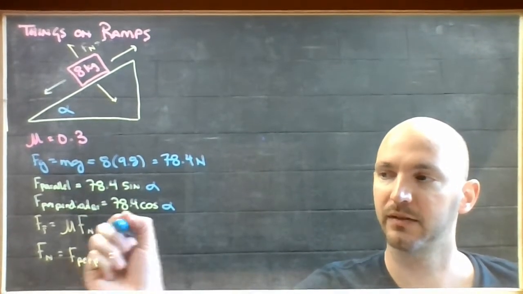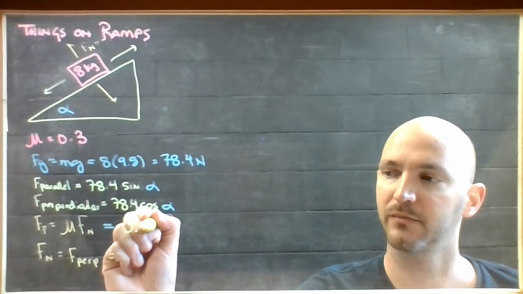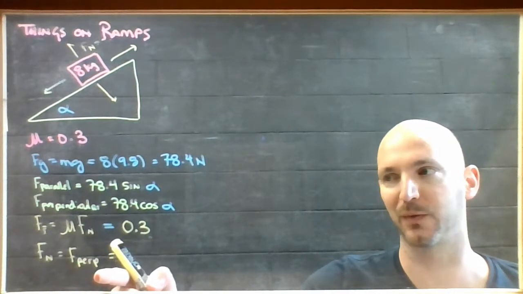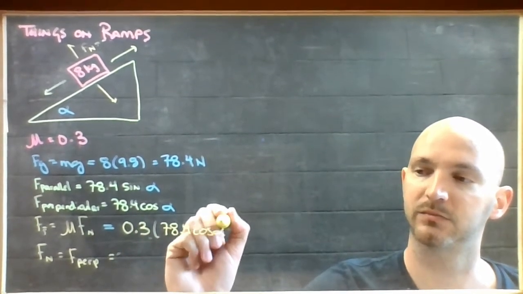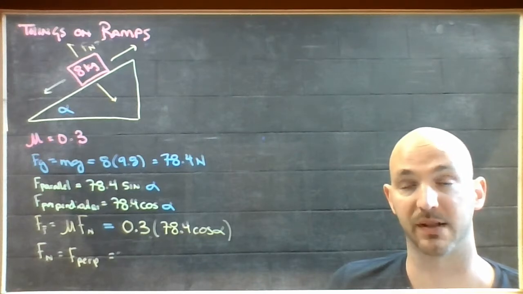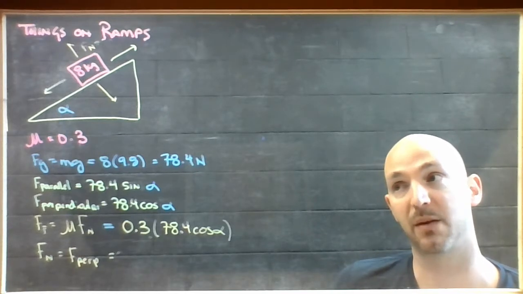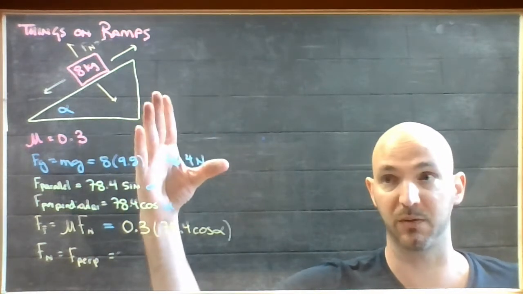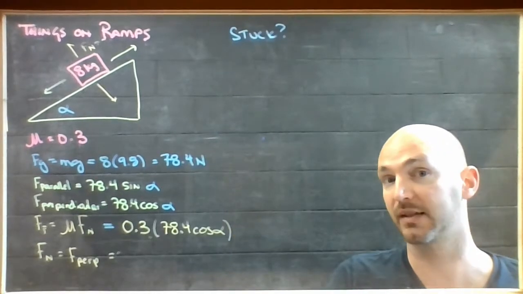But what I could write is that that force of friction is going to be the coefficient, 0.3, multiplied by the normal force, which happens to be the perpendicular force, which happens to be 78.4 cos alpha. Now, I could multiply those two together. I'm not going to because it's going to illustrate something for us in a moment. So I don't have any numbers. So if I don't have numbers, then I can't get an acceleration. And that should make sense because the acceleration depends on how steep you make that ramp.